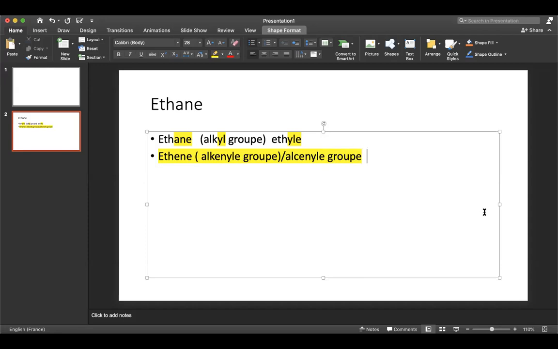Therefore, for ethene, it will be... Let's hope it's clear. Is it making sense? Am I shedding some light, or is it too dark?